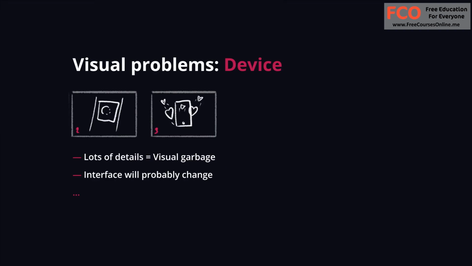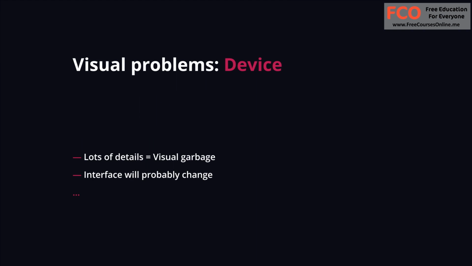A device with an application interface. The interface contains a lot of details. They are visual garbage that will be hard to display neatly given our timeline and a limited number of events. Besides, the interface will probably change. The applications may look different on different devices.